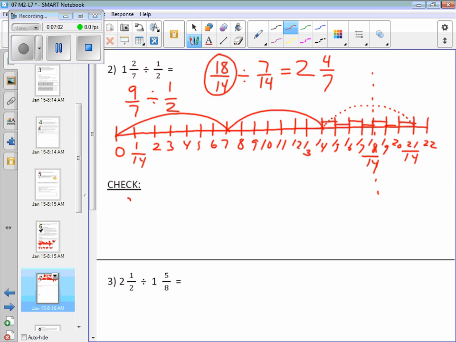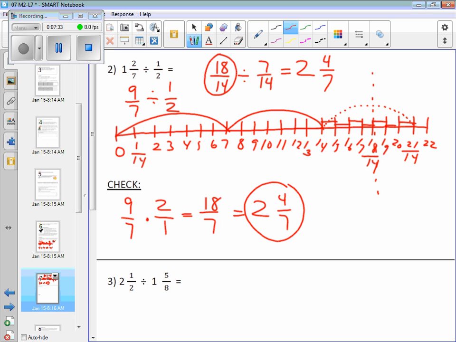You have to change it into an improper fraction first. I'm going to keep 9/7 as is. I'm going to change division to multiplication. And I have to turn 1/2 upside down to 2/1. Multiply, and you get 18/7. 7 goes into 18 2 times, with 4 left over, and it's 2 4/7.